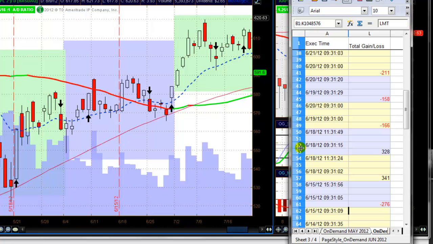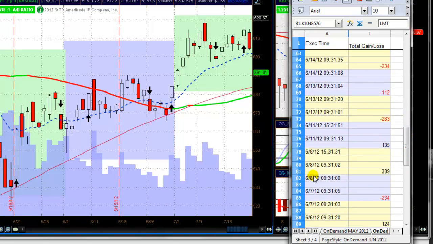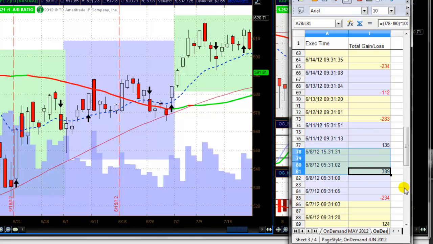Probably the best day here was the 18th, which is probably here. No, this one is the 18th. That was the best day. Did we hold on the 8th? 6/8. Let's look to see if we held overnight, because that would have been a good one if we held overnight. No, actually it was good just standing on its own here, because it was $389 on 6/8, and then 6/11. Yeah. So both those days were pretty good days.